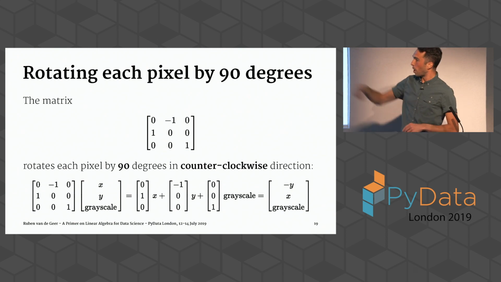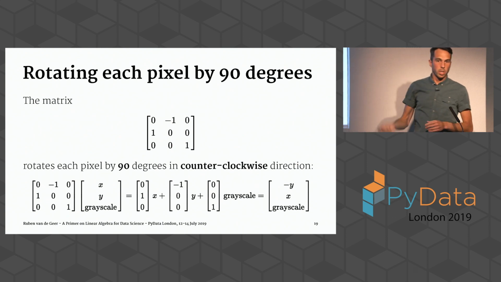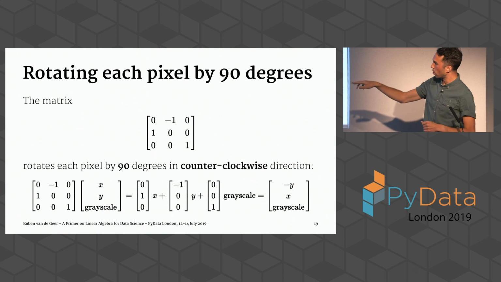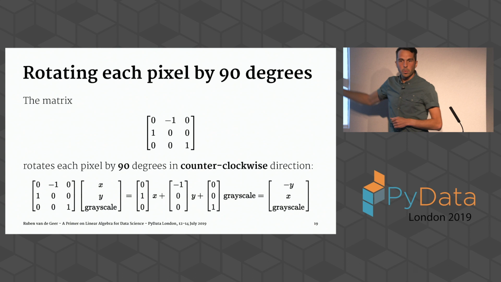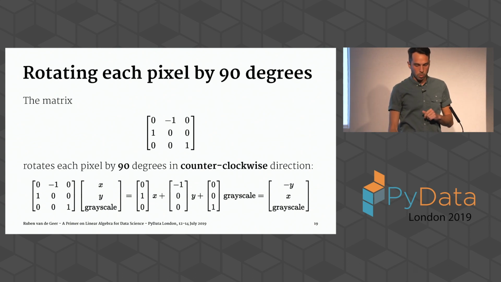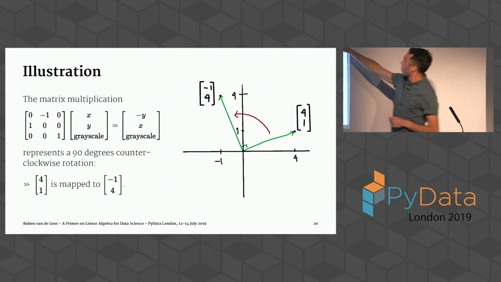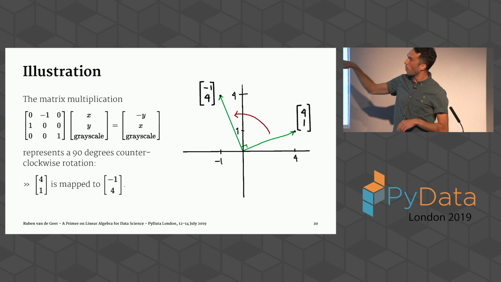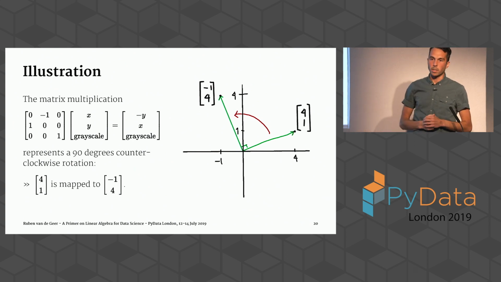Say that you multiply this matrix by any vector. This is just the matrix vector multiplication that we saw on the previous slide. So we're summing the columns, and you end up with this one. The x and the y are flipped, and the y is multiplied by -1. Might still be a bit abstract, but let's see what it looks like. Say that you have a vector here, it is 4, 1. If you then pre-multiply by this matrix, it gets rotated by 90 degrees.